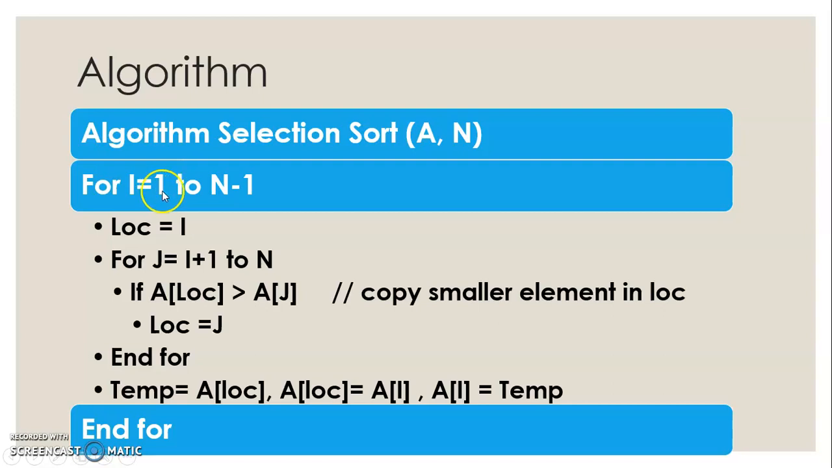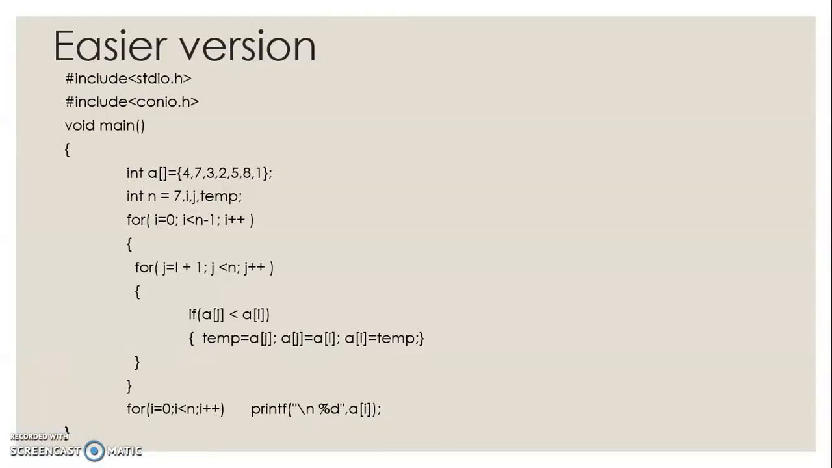In this loop we go from 1 to n minus 1. LOC will get updated in this jth loop by finding the smallest element. So whenever we find an A of J which is smaller than A of LOC, we will update that J in the LOC. So by the end of this loop, we will have the smallest element's index in LOC, and then we will swap that element with the ith element, because that is the proper position of that element. I hope the syntax is clear, the algorithm is clear to you.